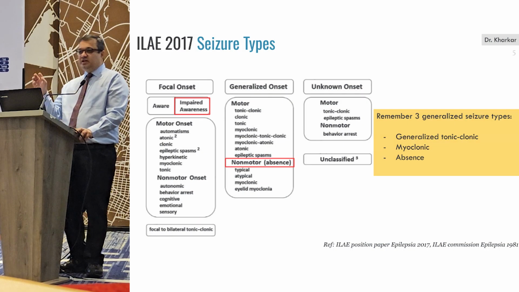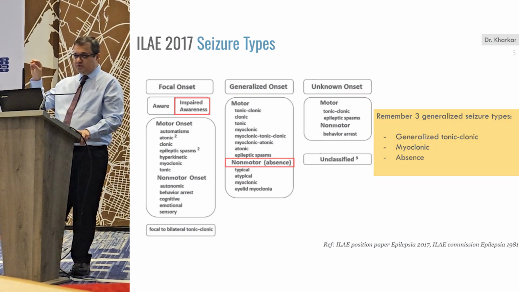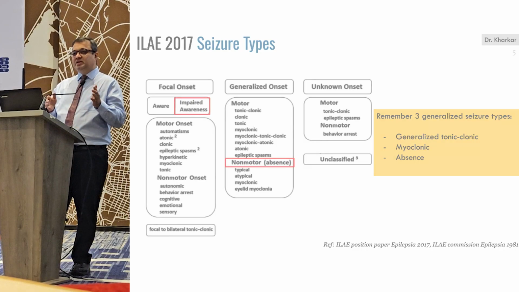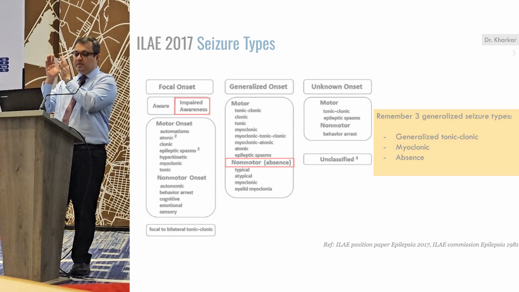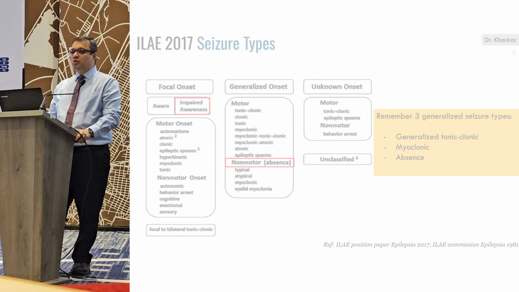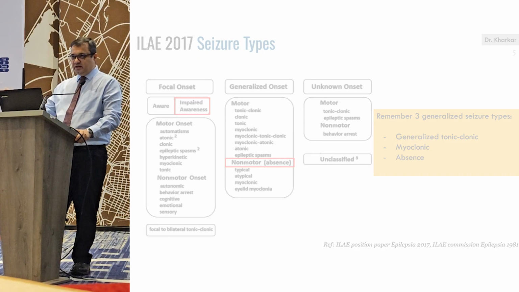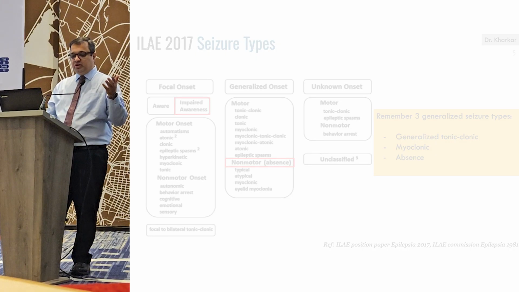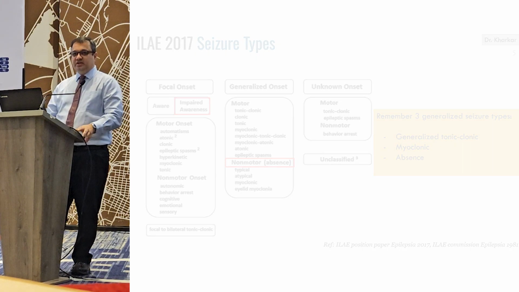If you look at the seizures, and let's start from the point of seizures, seizures themselves are classified into 2 types: focal seizures, generalized seizures, and then seizures for which we don't know the onset. And this category is very important. Focal seizures are mostly described by the seizurology. So, for example, atonic seizures, clonic seizures, and so on.